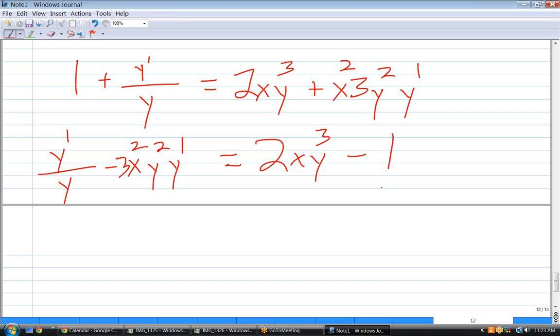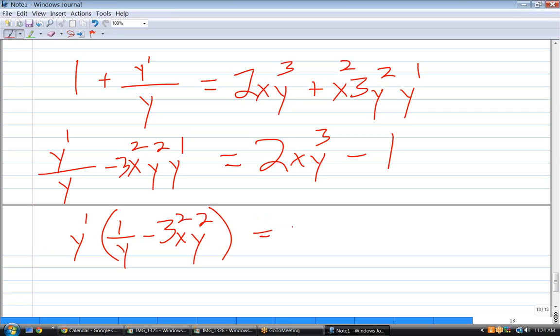Right? Yep. Now factor everything. Okay. So it'd be, would that be 1 over y? Let's see, minus 3x squared, y squared. Okay. Now I'm going to divide everything by that.